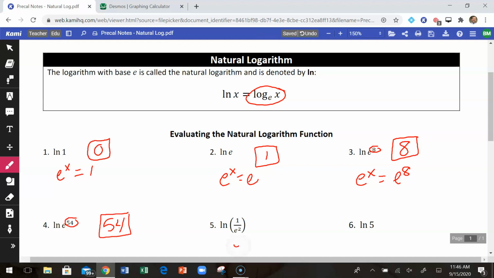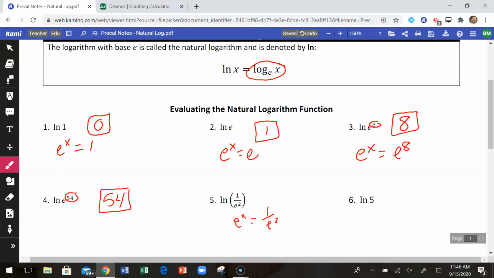Number 5, we have e to what power equals 1 over e squared. Well, the 1 over happens because there was a negative exponent, so the answer here is negative 2. e to the negative second power would give us 1 over e squared, so the natural log of 1 over e squared is going to be negative 2.